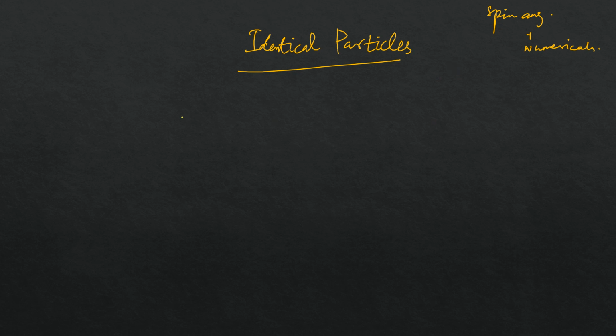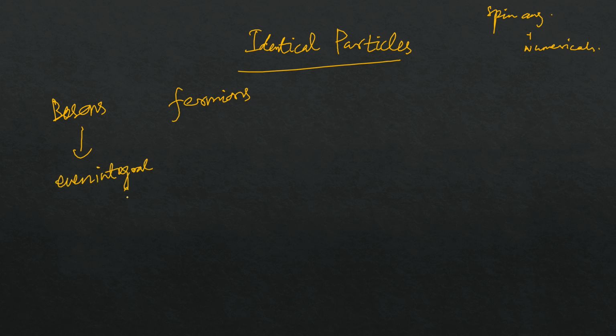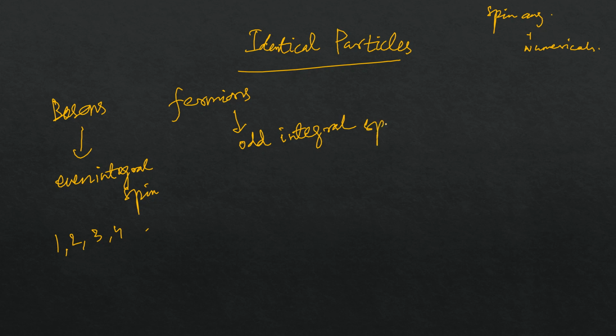All right. So we know there are two kinds of particles, bosons and fermions. Bosons have even integral spin, that means 1, 2, 3, etc. Fermions have half odd integral spin, that means 1/2, 3/2, 5/2. So the wave functions of these will be what?